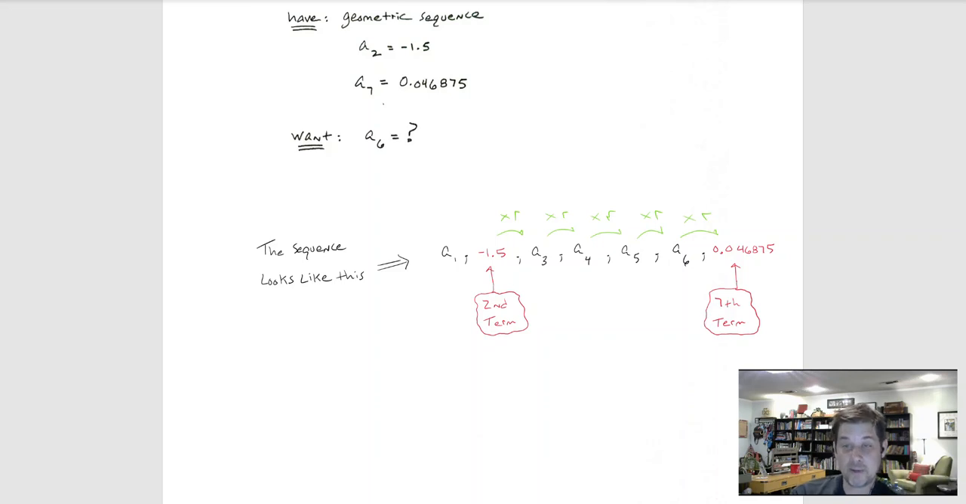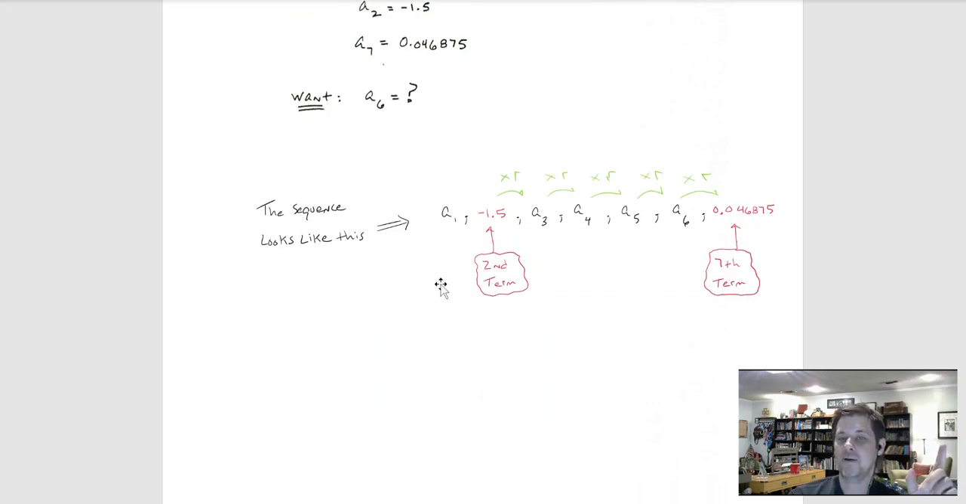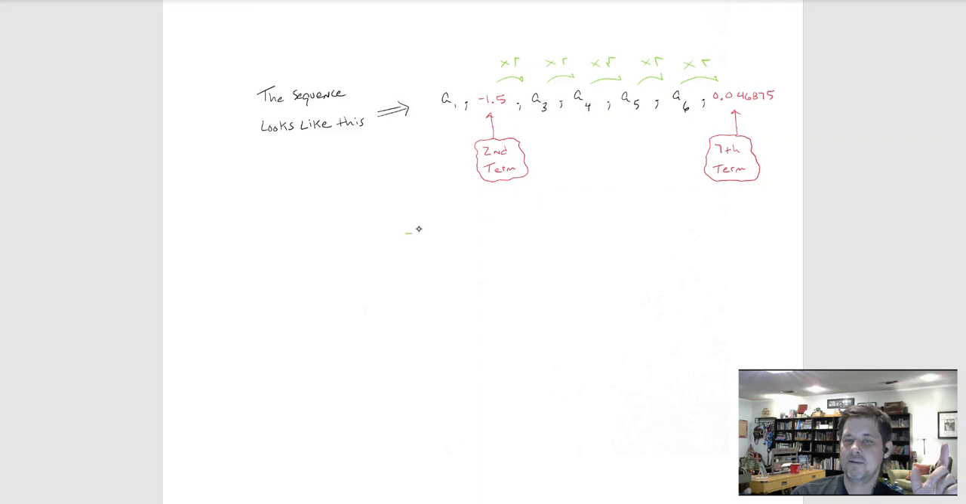And we have to do it that way. We have to use the information that we have. I know the second term and the seventh term, and I know it's geometric. So that would allow me to do this. If I take negative 1.5 and I multiply it by r 1, 2, 3, 4, 5 times, then I will get this seventh term, 0.046875. Now we'll solve for r, but that's my operative equation.